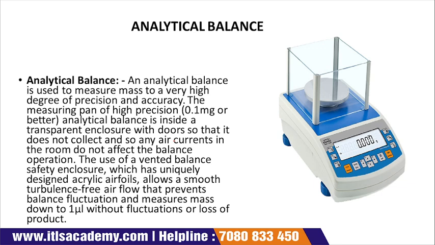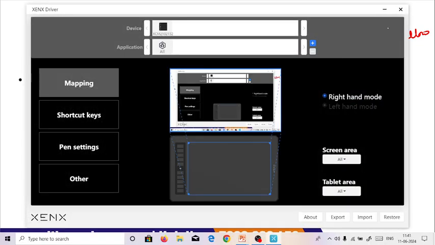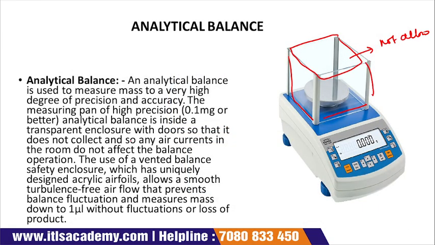In the analytical balance, glass walls are present which enclose the sample inside the chamber, and these walls do not allow air to enter the chamber. That's why it gives a very accurate result, and it is used to measure 0.1 milligram. Even a 0.1 milligram weight is measured by the analytical balance. See, the analytical balance is used to measure mass to a very high degree of precision and accuracy. The measuring pan is of high precision; it will measure 0.1 milligram or better.